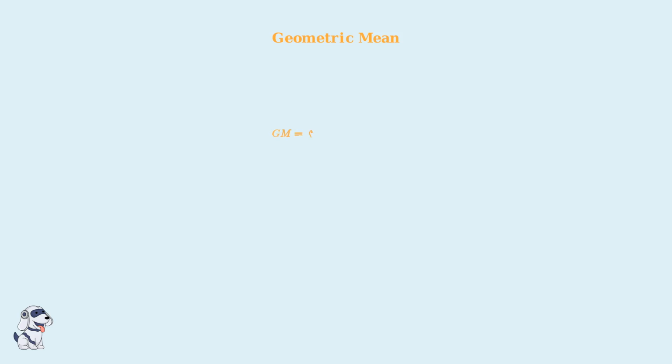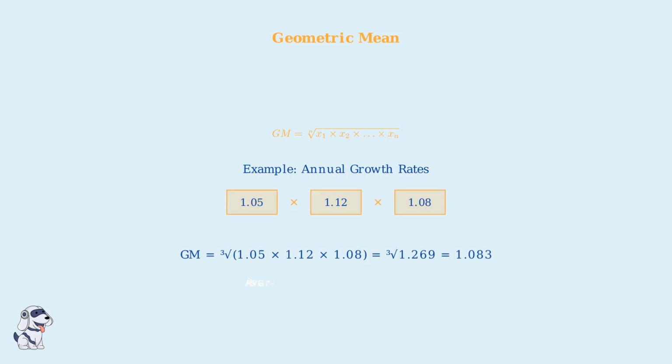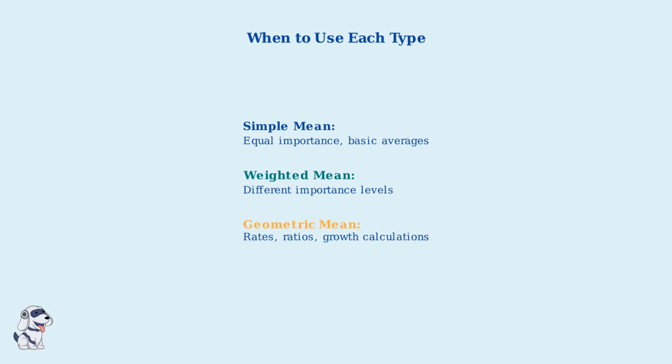The geometric mean is specifically used for rates, ratios, and percentages. Instead of adding values, we multiply them together and take the nth root, where n is the number of values. Each type of mean serves a specific purpose. Use the simple arithmetic mean for most basic calculations, the weighted mean when data points have different importance levels, and the geometric mean for rates, ratios, and growth calculations.